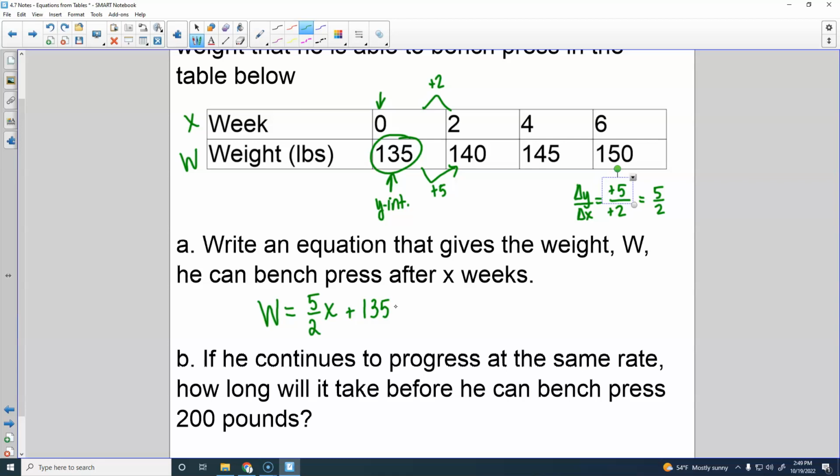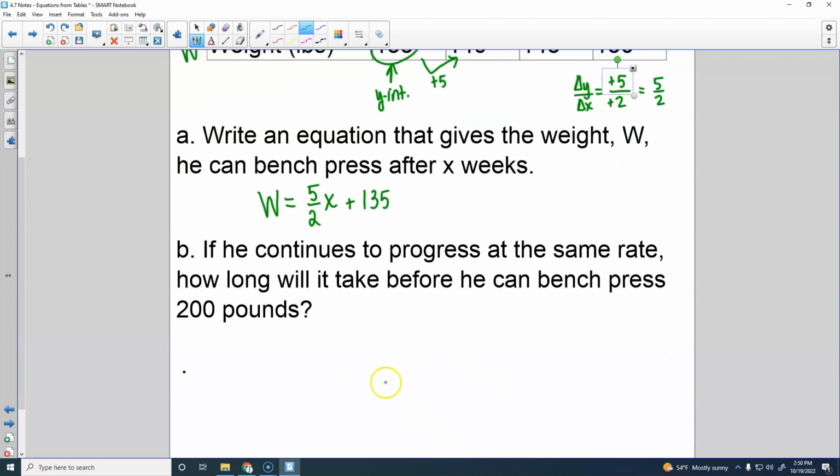So let's say that Riley's goal is to bench press 200 pounds. So if he wants to be able to bench press 200 pounds, which is a lot of weight, I will be impressed with him. Maybe one day. So if we want to know when he can bench 200, where would we plug the 200 in here? What do you think? We've got to plug it in for the W because that stands for weight, correct?